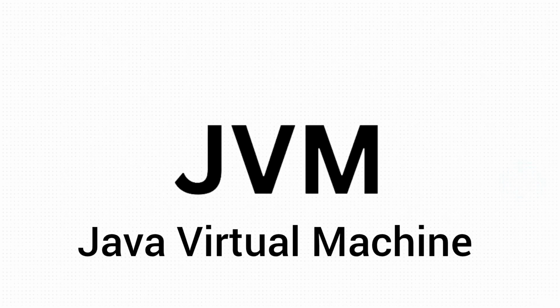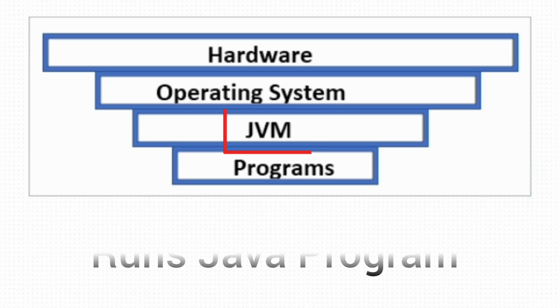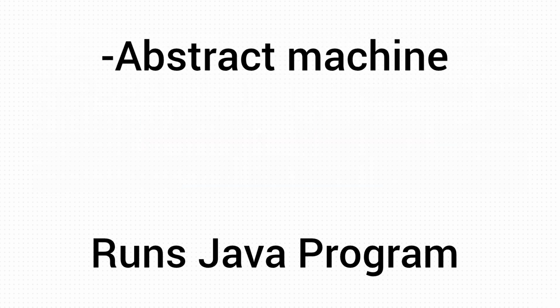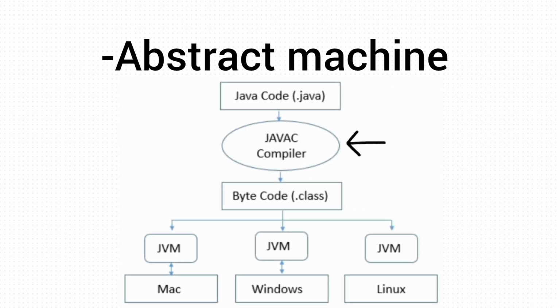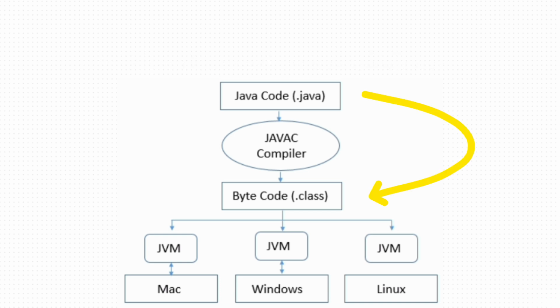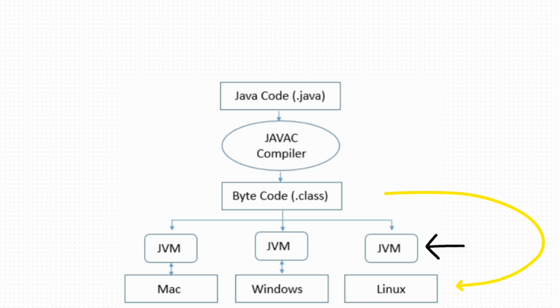Firstly, JVM, Java Virtual Machine. Think of the JVM as the machine that runs your Java program. We can say it is an abstract machine that enables your computer to run a Java program. Means when you run the Java program, the Java compiler first compiles your Java source code to the bytecode. Then the JVM translates that bytecode into the native machine code.